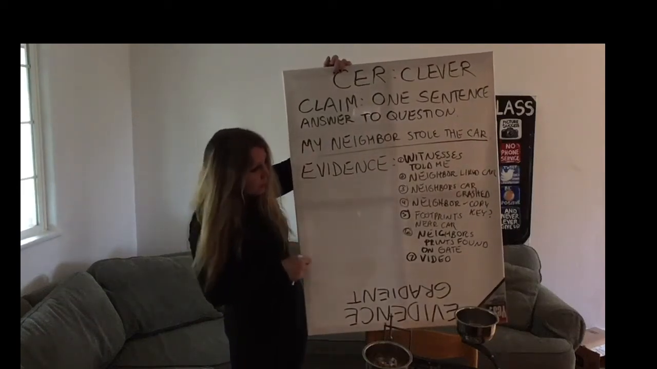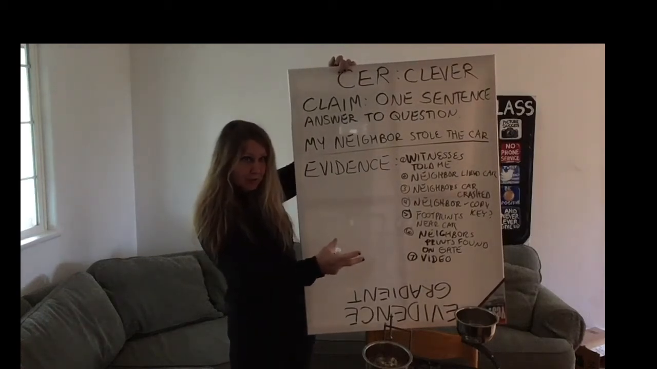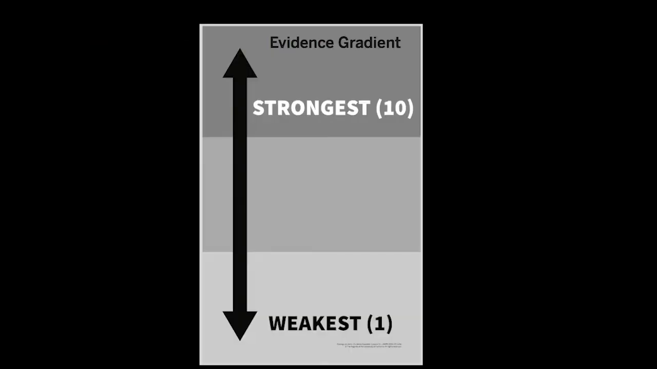Okay, so now we're going to rank this evidence on what's the strongest evidence and what evidence is weaker to support your claim. Okay? So we use an evidence gradient. An evidence gradient. So we grade the evidence. So it's a range, the strongest to the weakest. In other words, the strongest is going to be what evidence here supports the claim the most.